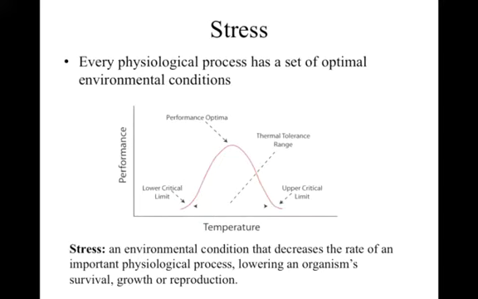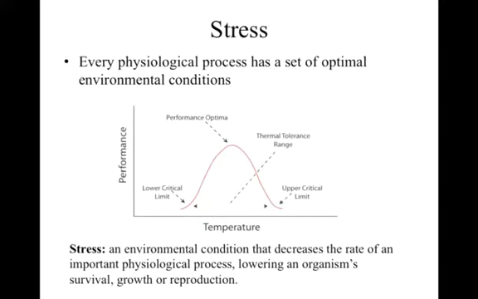And so, again, every physiological process has a set of optimal environmental conditions. And when you move outside of those conditions, the organism tends to experience stress. It doesn't do as well. It's more likely to die. It doesn't have as many babies. It doesn't grow as fat or as big or as tall or anything like that. And so here's an example with temperature. That's just one particular environmental condition.